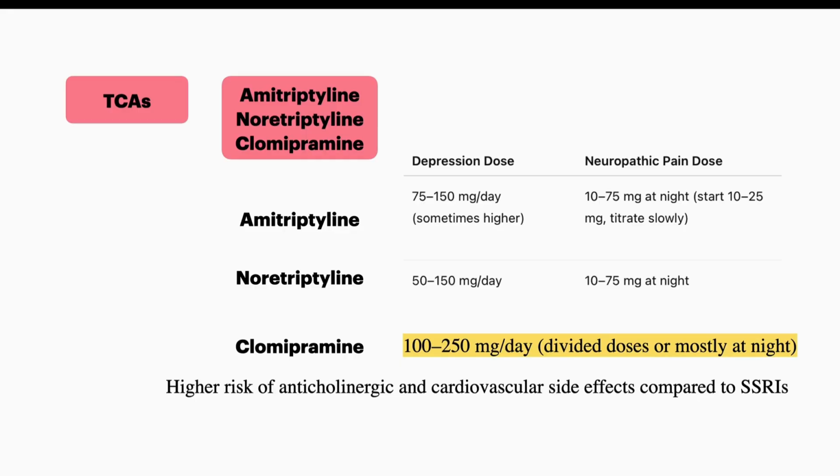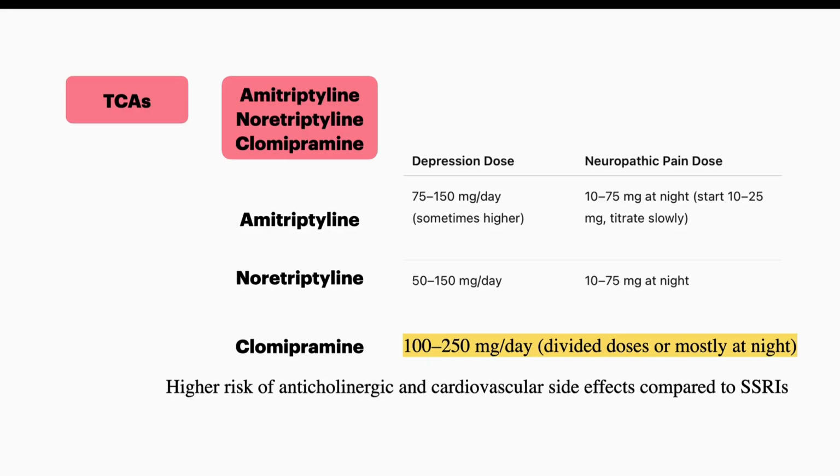Tends to be a lower dose for neuropathic pain compared to when we use it for depression. That's what I'm trying to say. Now, clomipramine is a medication that is also a first line for OCD, okay? The thing with this group in general, the TCAs, is that this group has a higher risk of anticholinergic and cardiovascular side effects, okay?